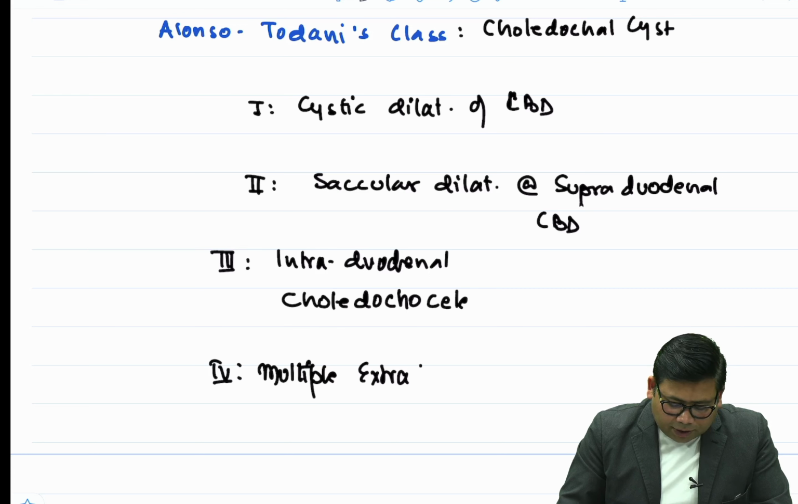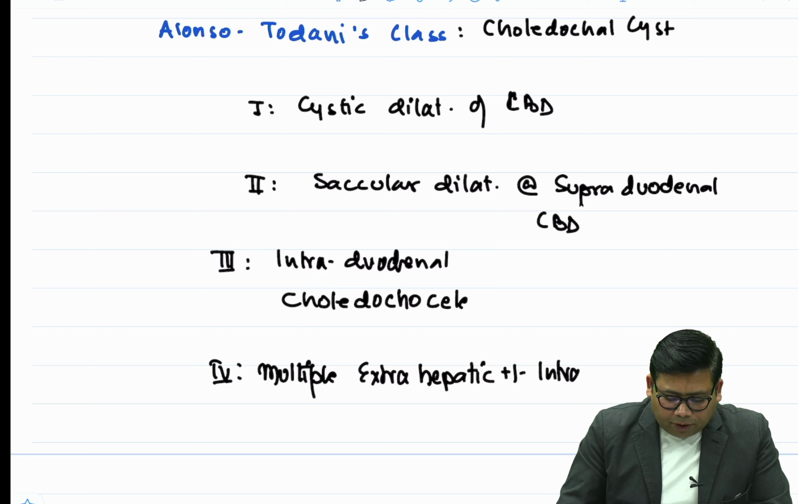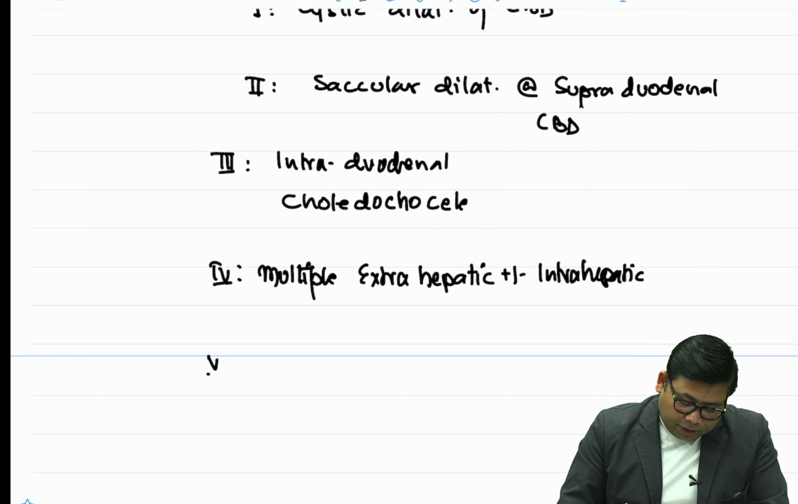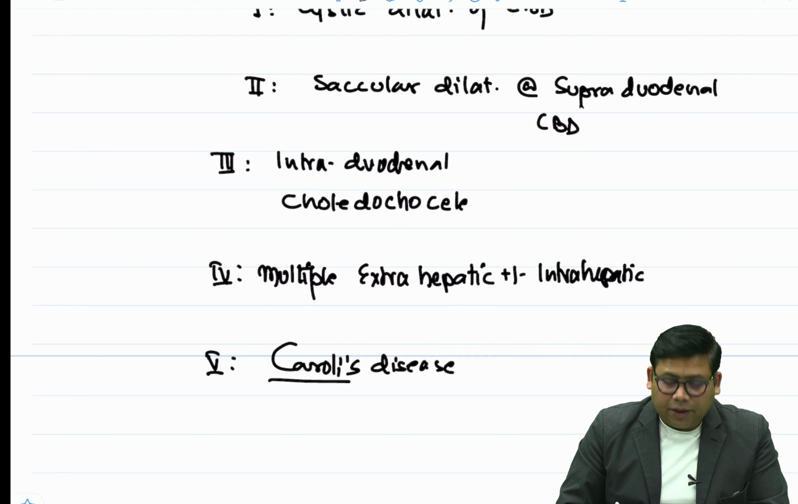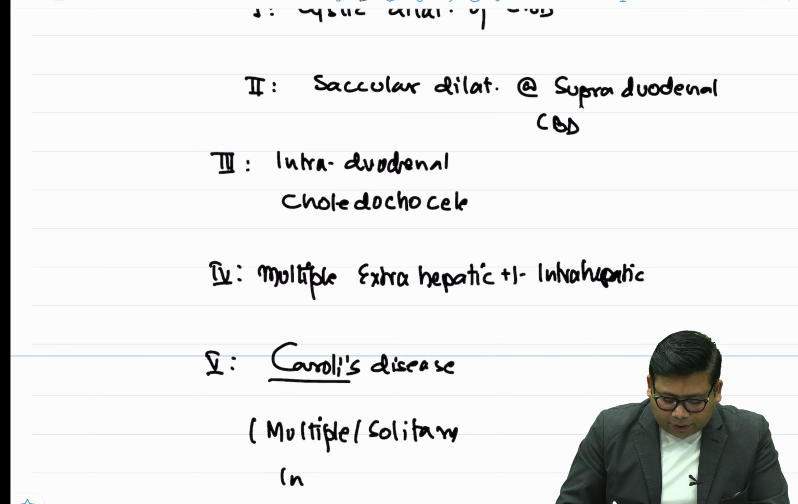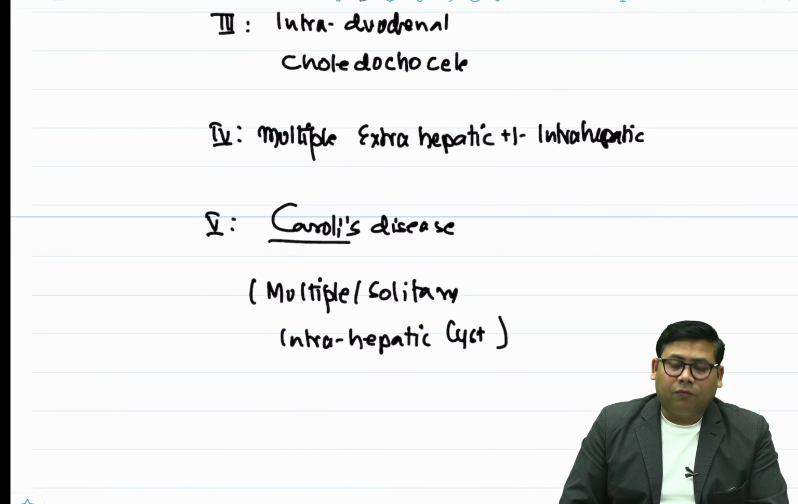extrahepatic plus minus intrahepatic cysts. Remember, if both are present, it is 4A. If only extrahepatic is present, it is 4B. Then type 5 is also known as Caroli's disease. Caroli's disease is multiple or solitary intrahepatic cysts. So these two things you need to remember, the difference between type 4 and type 5.